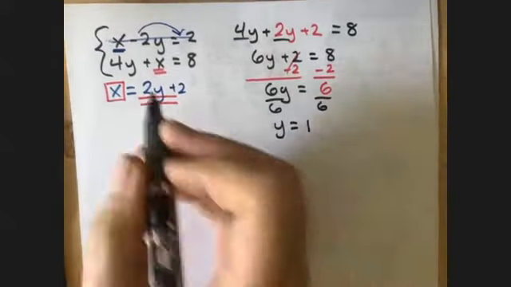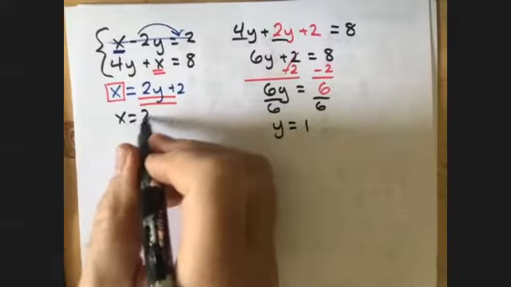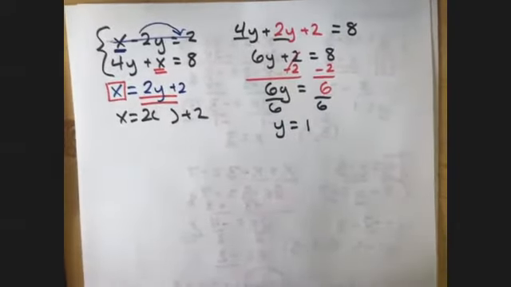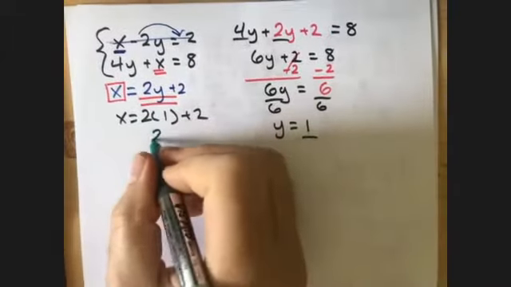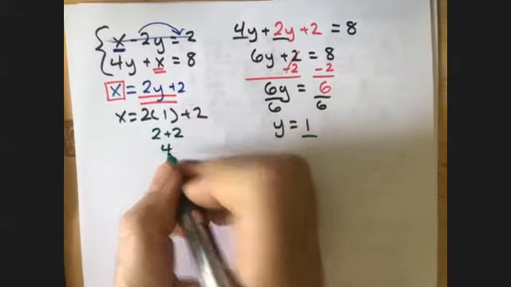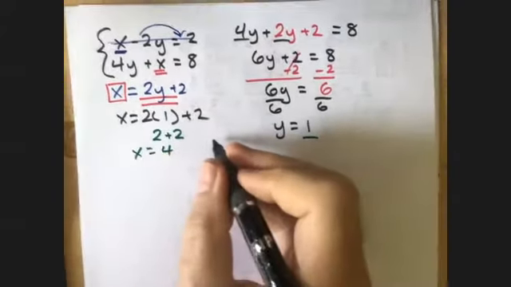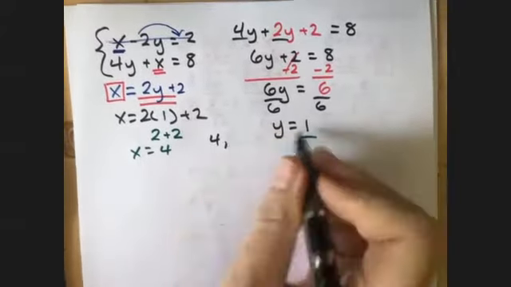So now I'm plugging in right here. I get x equals 2, parentheses, plus 2. I'm plugging the y in. So 2 times 1 is 2, and 2 plus 2 is 4. So x should equal 4. X always goes first, so this should be 4, comma 1.